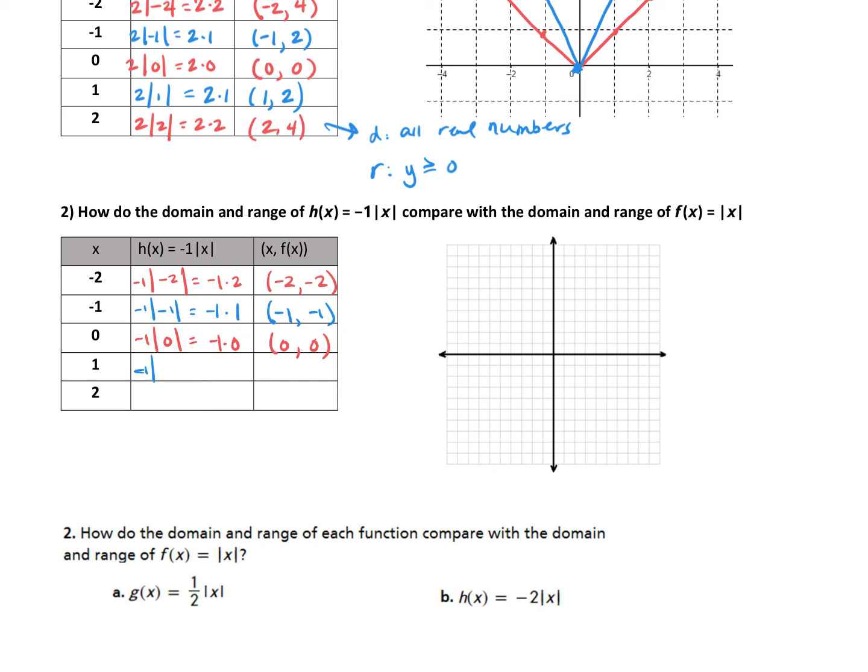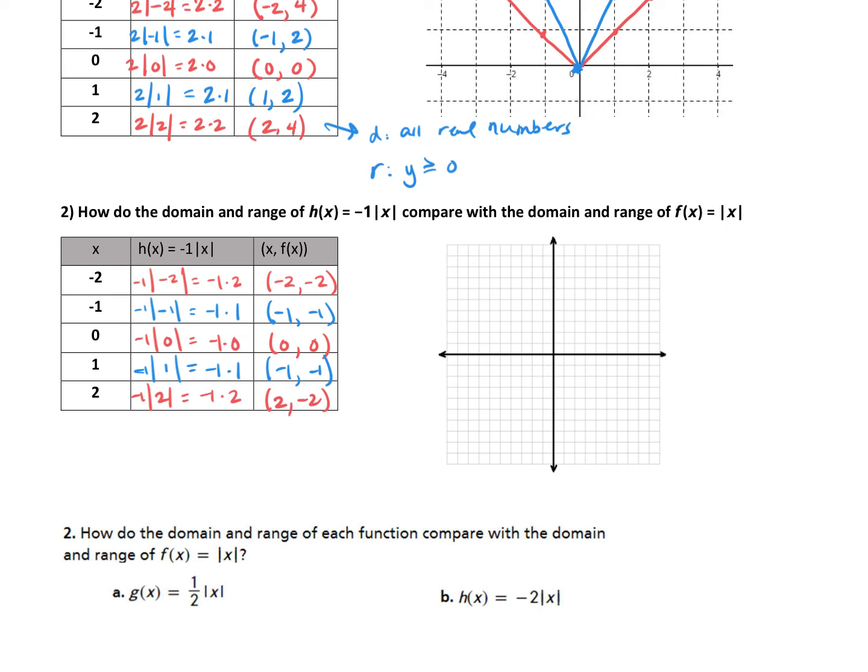All right, -1 times the absolute value of 1 is -1 times a positive 1. We input a 1, and we got back, if we multiply that, it is a -1. All right, -1 times the absolute value of 2 is -1 times a positive 2. -1 times 2 is -2, so our input was a 2, and our output is a -2.